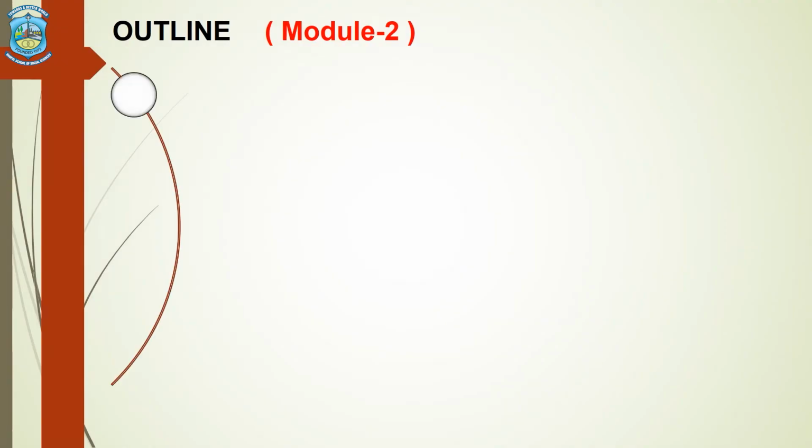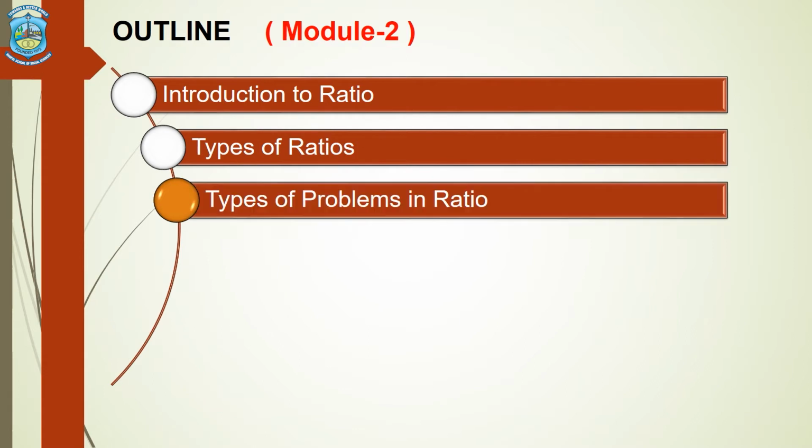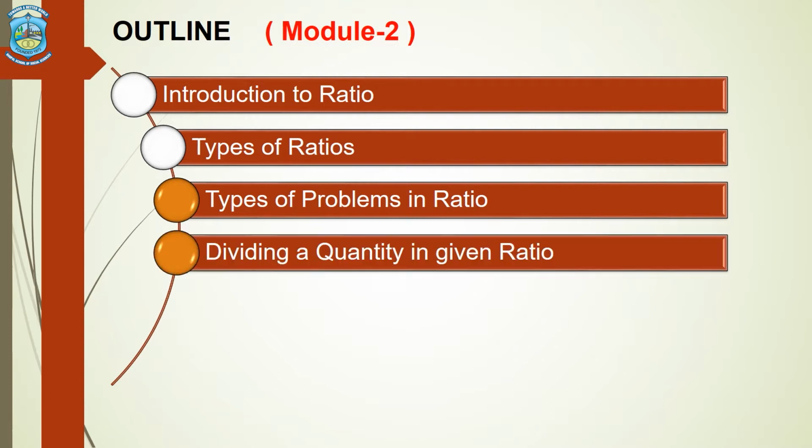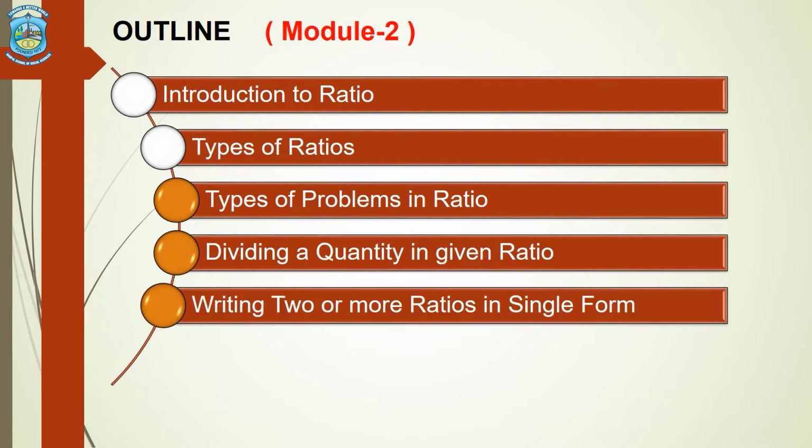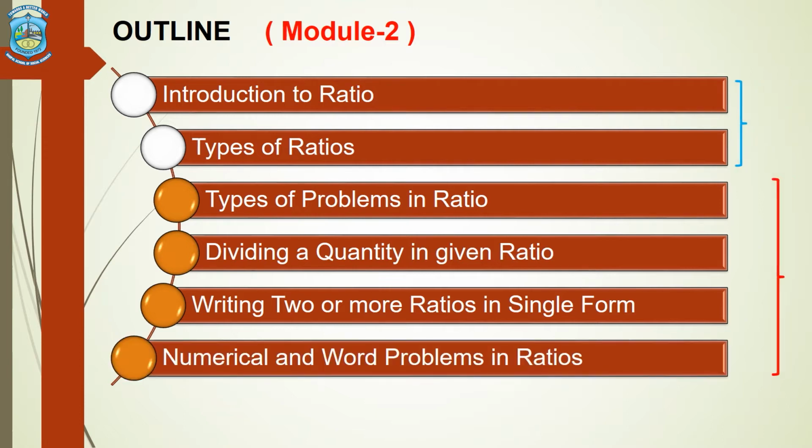In the previous module, we covered what is a ratio, types of ratios, properties of ratios, and how we represent ratios. In this module, we will cover topics like problems in ratios, how to represent a quantity in terms of ratios, and how to convert two or more ratios into a single form. We will also look at some word problems on ratios. Let us see some problems that we have in ratios.